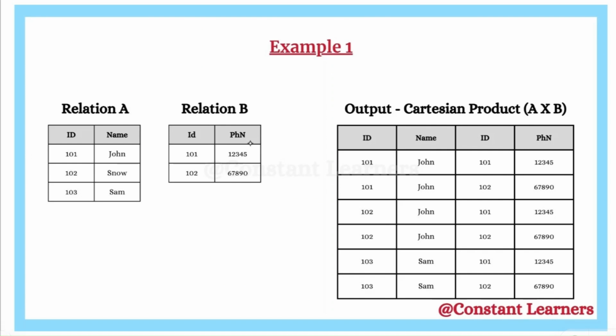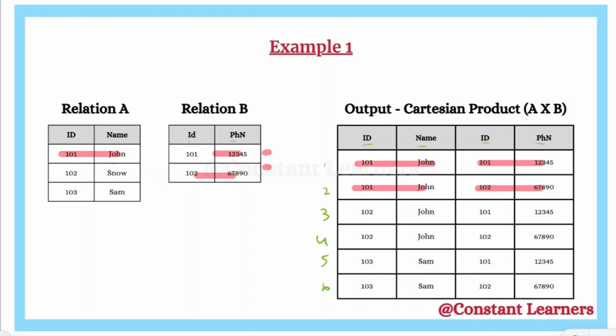Now, what will be the output of this product? Here we have the Cartesian product A cross B. The two columns from relation A are ID and name, and then we have ID and phone number from relation B. The total number of rows here should be 6. If we look closely, first we have 101 John, which will get associated to both of these rows. So we have 101 John with 101, 1, 2, 3, 4, 5. Then 101 John with 102, 6, 7, 8, 9, 0.